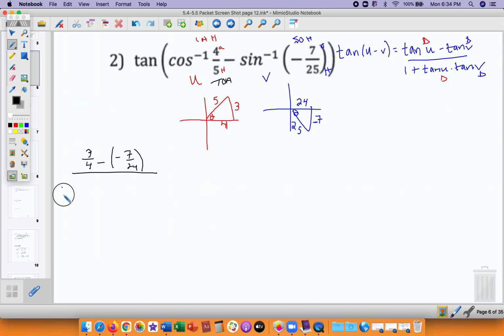In the denominator we have 1 plus tan of the red triangle, again tan is opposite over adjacent, so 3/4, times tan of the blue triangle, again negative 7 over 24. So we need to simplify the numerator, then simplify the denominator, and move from there. So these double negatives turn positive. So 3/4 and 7/24. When we simplify that, we're going to get 25 over 24.